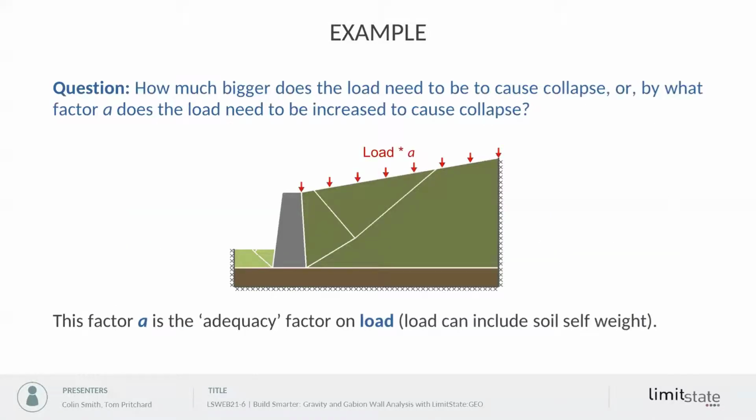So we have two possibilities. The first one is posing the question, how much bigger does a load in the system have to be to cause collapse? Or by what factor A does this load need to be increased to cause collapse? And in the software, this factor A is called the adequacy factor on load.